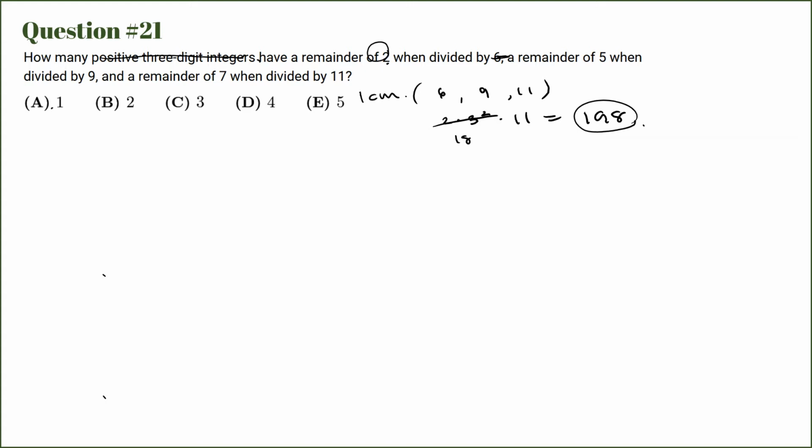The first one would just be 194. The second one, 198 times 2 minus 4, is 392. The third one is 590. The fourth one is 788, and the fifth one is 986. So those are the only 5 positive three-digit integers that satisfy all of these conditions. So that is E.